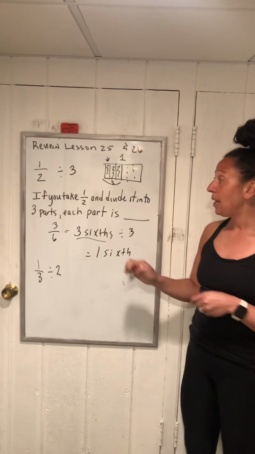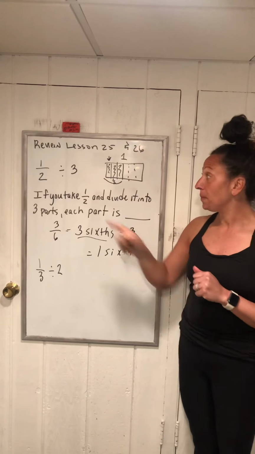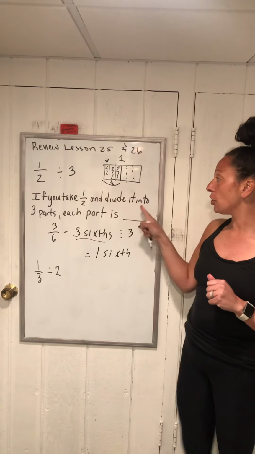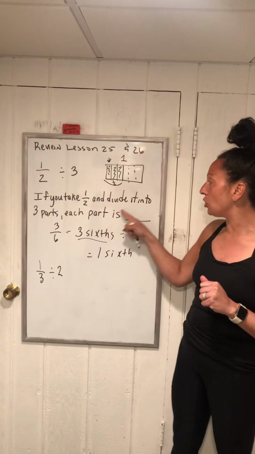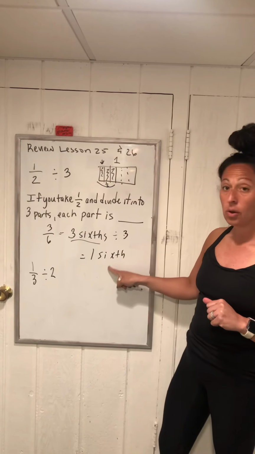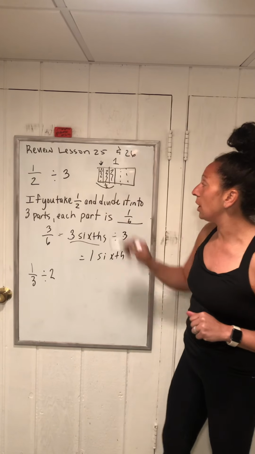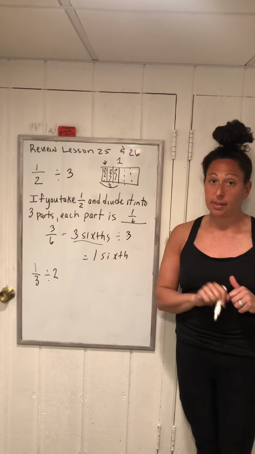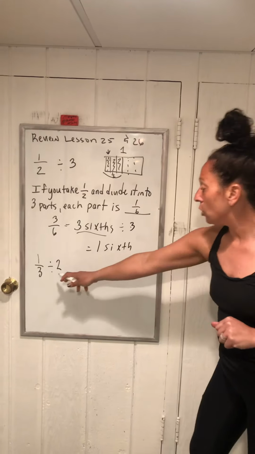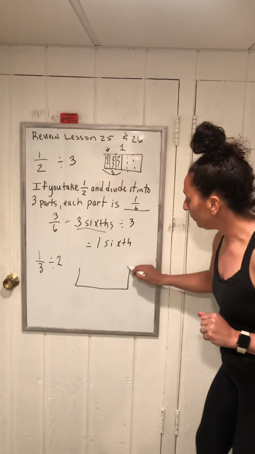There's your answer. Go back to what I said before. You're taking a half, you're dividing it into 3 parts. Each part is 1/6. This is the part we're looking for. That is 1/6, okay?